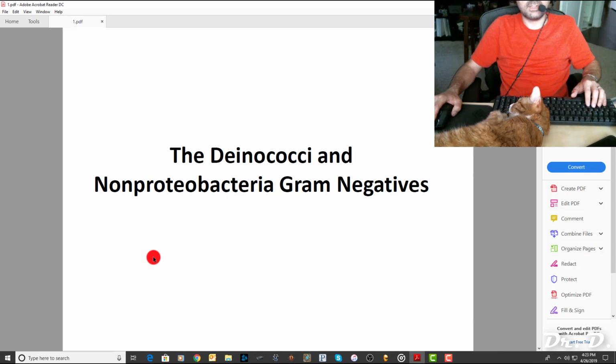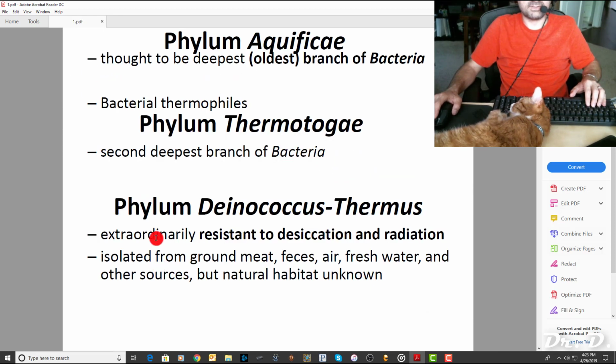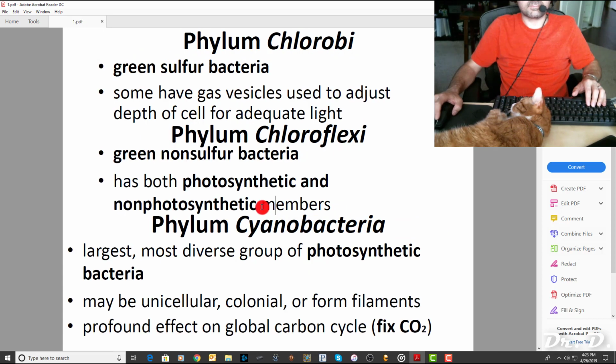Now moving on to bacteria, the Deinococci and the non-proteobacteria gram-negatives. What do we need to know about these? Well, one thing I want to know for the exam is that Aquificae, the phylum Aquificae, is the oldest branch of bacteria. I want to know that the phylum Thermotogae is the second deepest branch, the second oldest branch of bacteria. And I want to know that Deinococcus-Thermus is resistant to desiccation and radiation.